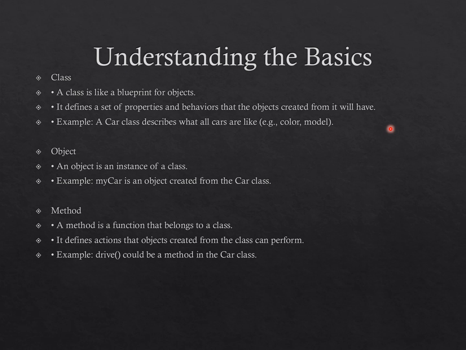And methods are nothing but functions that belong to a specific class. They also define actions that objects created from the class can perform. So when you create an object and want to perform some actions, you can use those functions to perform those actions. For example, as I mentioned, drive could be a method in the class car. We'll see that with some examples.